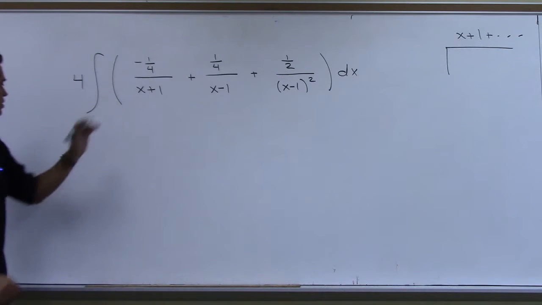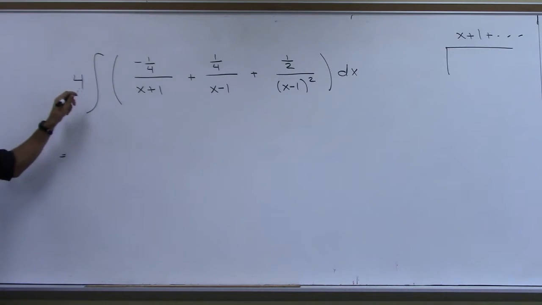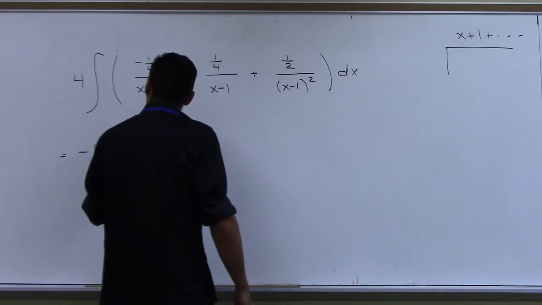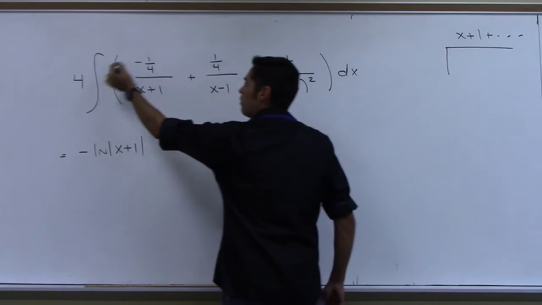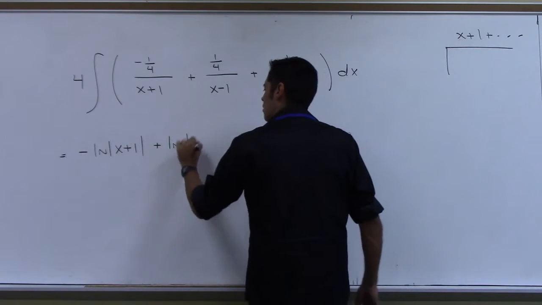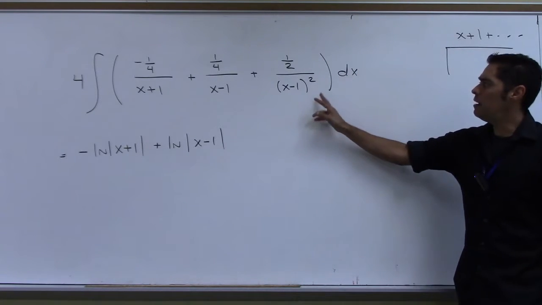So let's handle those first two. I bring the negative 1/4 out. It multiplies times 4 and becomes negative 1. So we'll have negative natural log of x plus 1. And then this one, positive 1/4 comes out, hits the 4, so that's positive 1, natural log of x minus 1. And then who can tell me how I'm going to do this one?